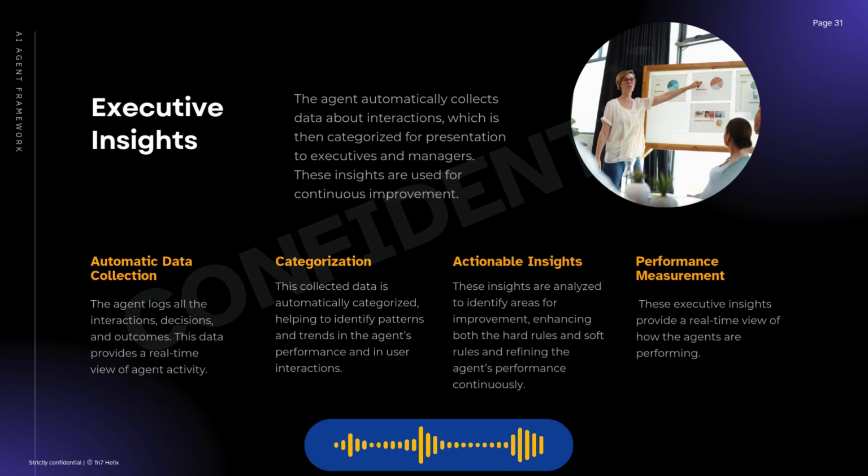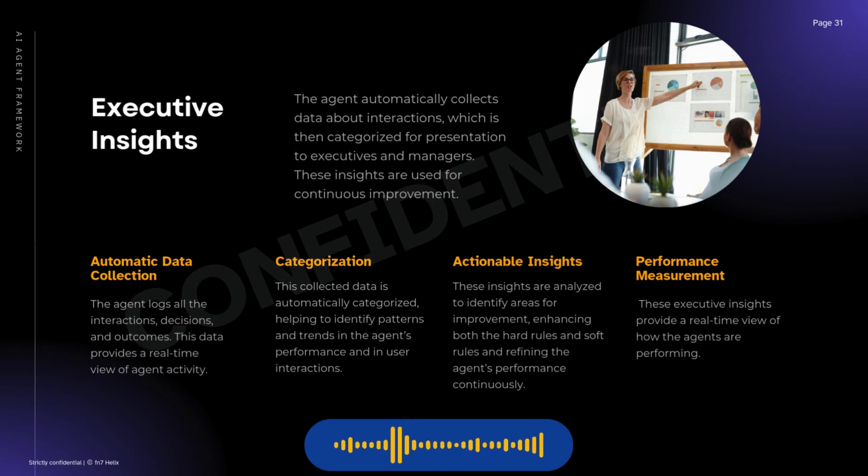Okay. So the framework outlines 4 key aspects. What are they? We have automatic data collection, categorization, actionable insights, and performance measurement. Okay, let's break those down. What's happening with automatic data collection? So the AI agent is essentially logging everything it does. All of its interactions, its decisions, its outcomes, everything. So it's like a detailed diary of the AI's life? You could think of it that way.